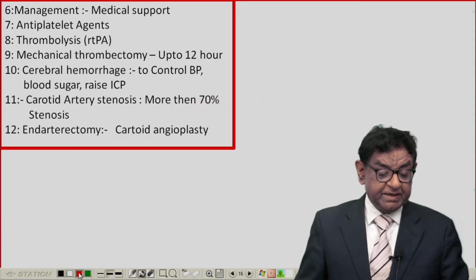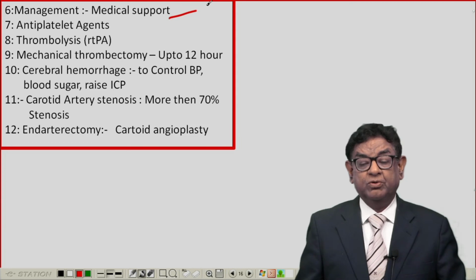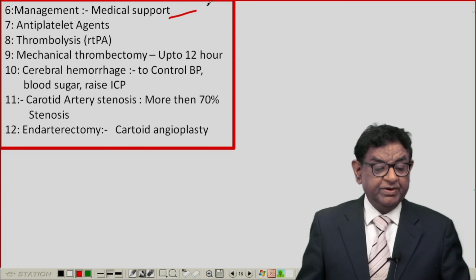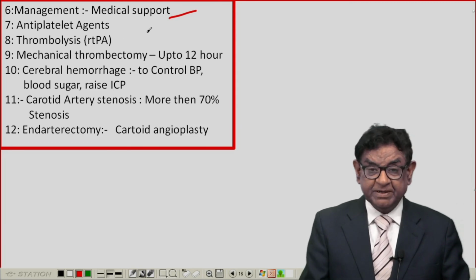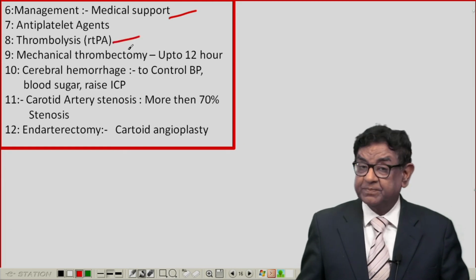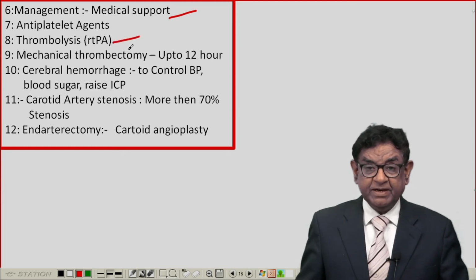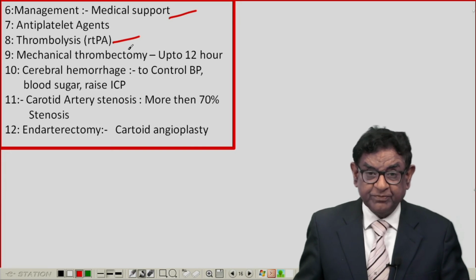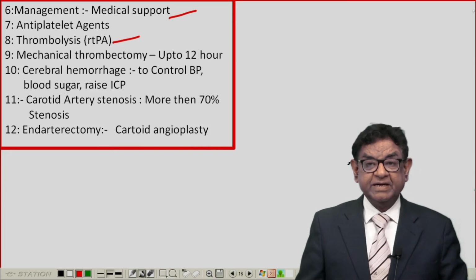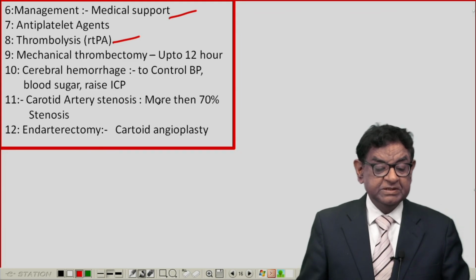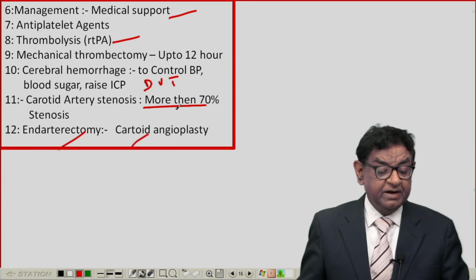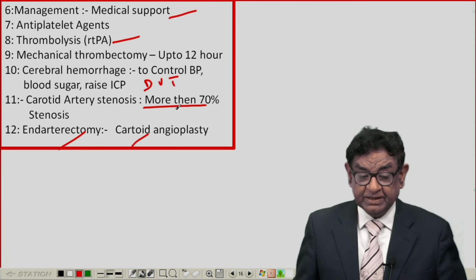In the management, medical support is very essential to control BP, sugar, airway. Antiplatelet drug aspirin is given. The only thrombolytic is rtPA, which can be given within the first 4.5 hours. Mechanical thrombectomy can be done up to 12 hours. For cerebral hemorrhage, control BP, sugar, raised ICP, and take care of deep vein thrombosis. Carotid artery stenosis, more than 70% stenosis, we can go for endarterectomy or carotid angioplasty, but endarterectomy is better than angioplasty.